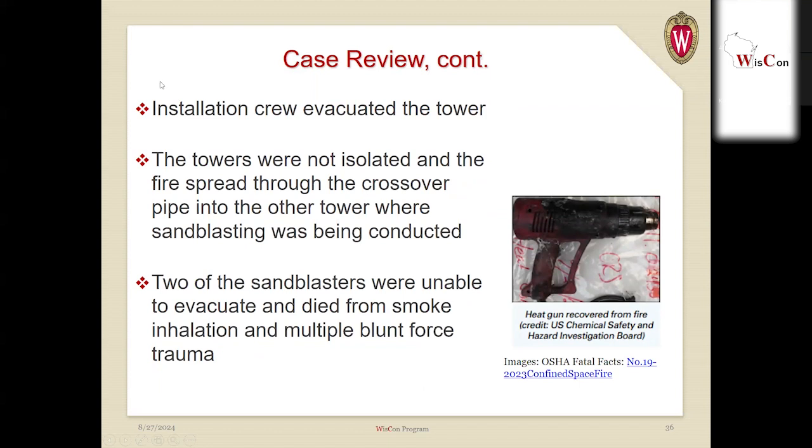When that happened, the crew that was installing the fiber was able to evacuate the tower. But those towers were not isolated, and the fire spread through a crossover pipe into the other tower where the sandblasting was being conducted. The two workers doing the sandblasting were unable to evacuate, and they died from smoke inhalation and multiple blunt force trauma due to scaffolding collapsing on top of them because of the fire.